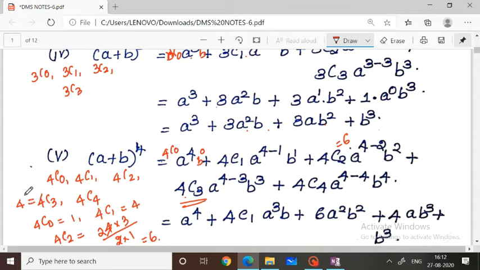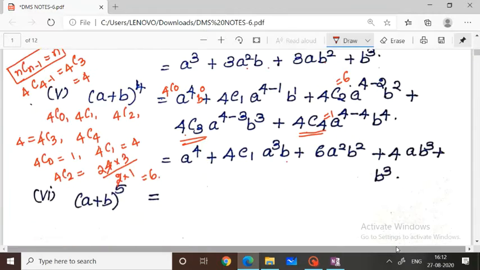If you remember, there is a property that nC(n minus 1) is equal to n. So here 4 minus 1, that is 4c3, is equal to 4. You can write like this. Now ncn is also equal to 1. So, you will get a raised to 4 plus 4c1 a raised to 3 into b plus 6a square b square plus 4ab cube plus b raised to 4.